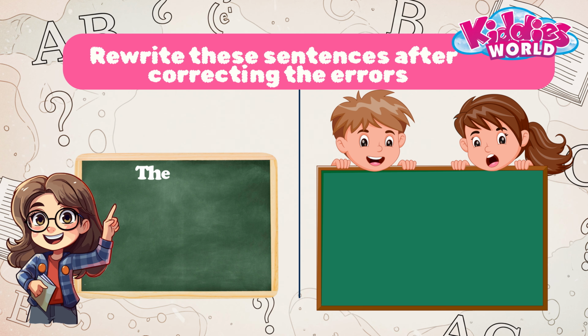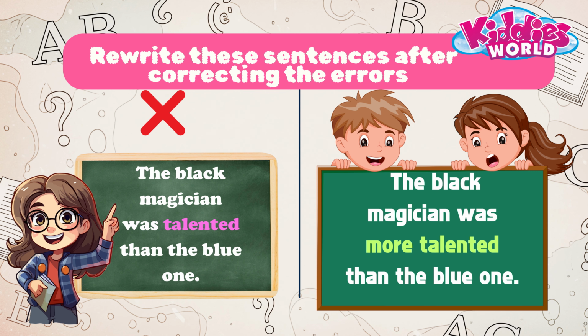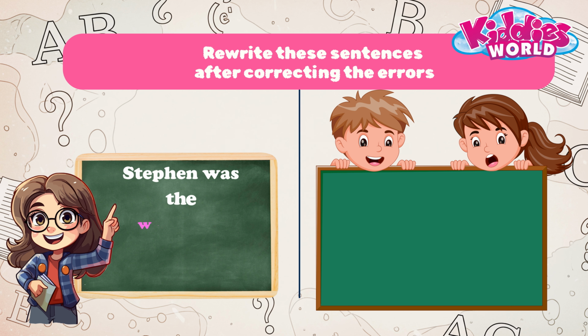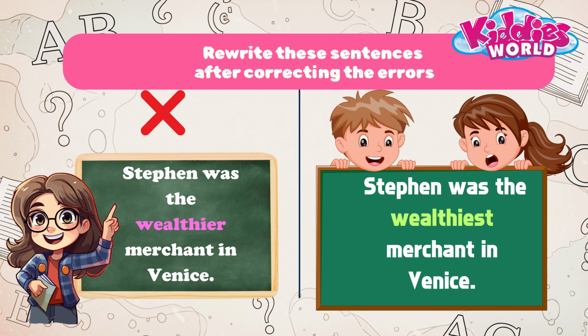Right. The black magician was talented than the blue one. Wrong. The black magician was more talented than the blue one. Right. Stephen was the wealthier merchant in Venice. Wrong. Stephen was the wealthiest merchant in Venice. Right.